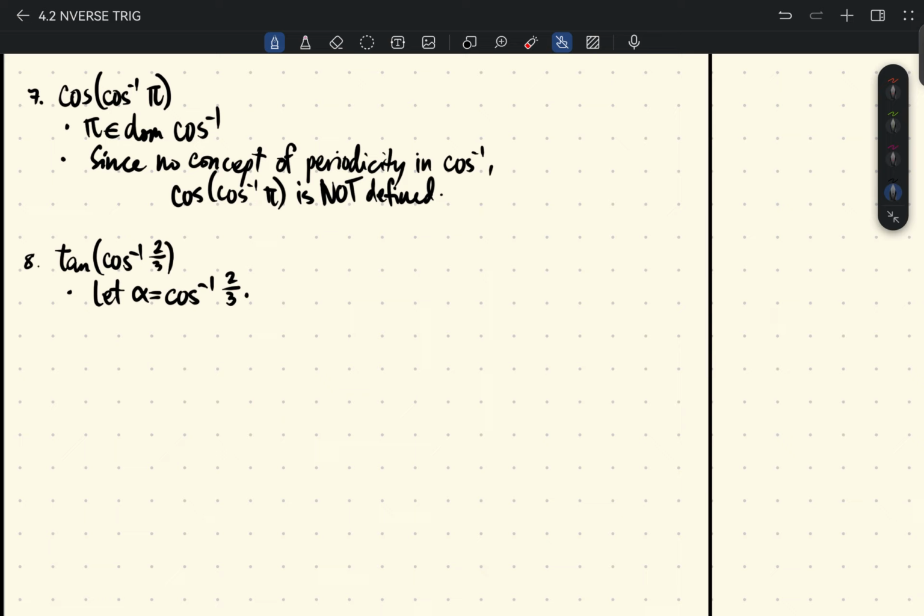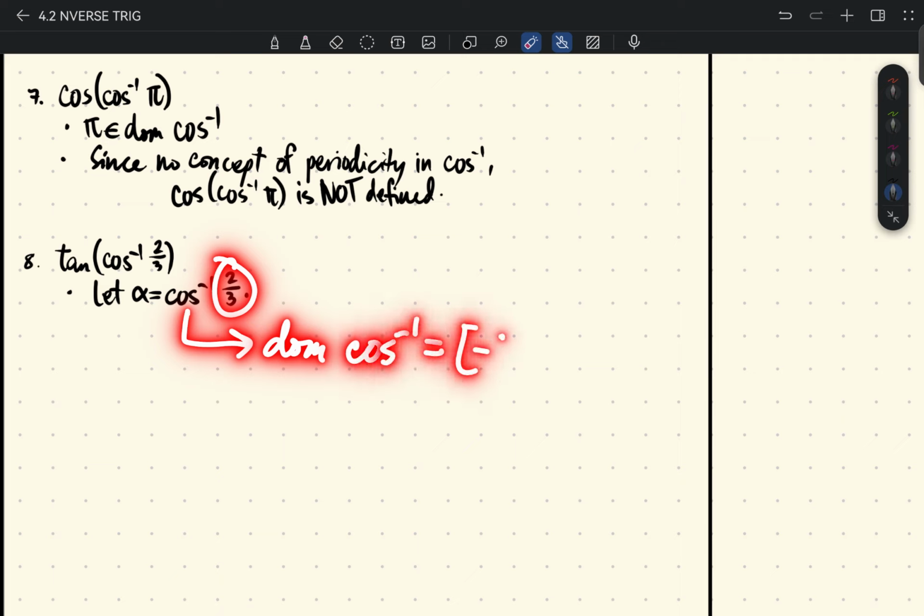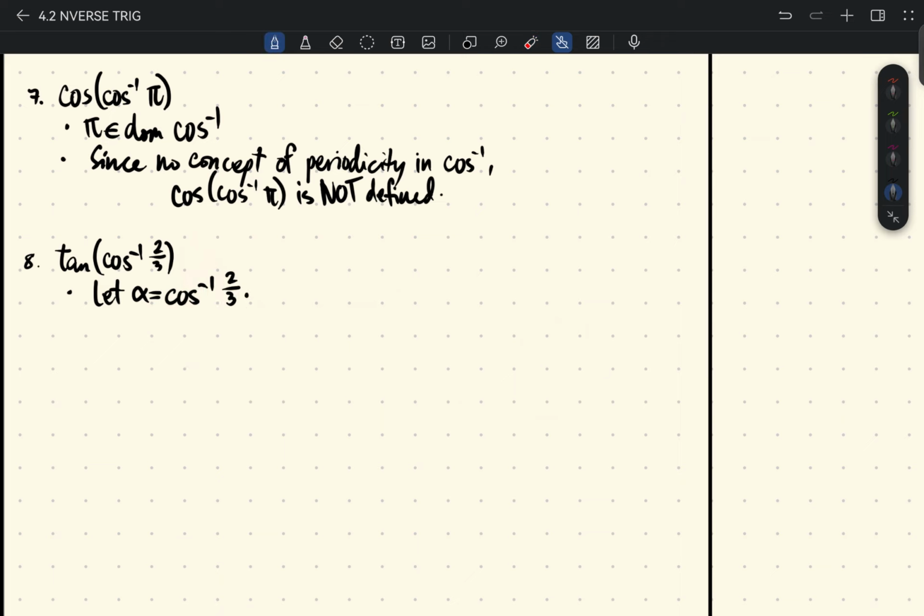And what do we know about this one? 2 over 3 is inside the domain of cosine inverse. So recall, the domain of cosine inverse equals -1 to 1. So since this one is in the domain of cosine inverse, by applying the cosine function to both sides, you have cosine alpha equals cosine of cosine inverse of 2/3. This is inside the domain of cosine inverse, so you just get 2/3.